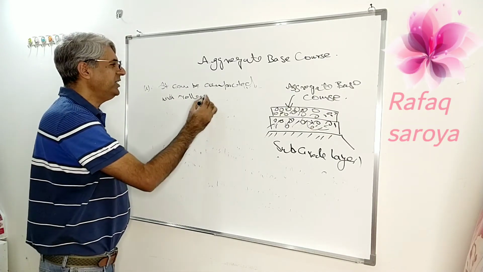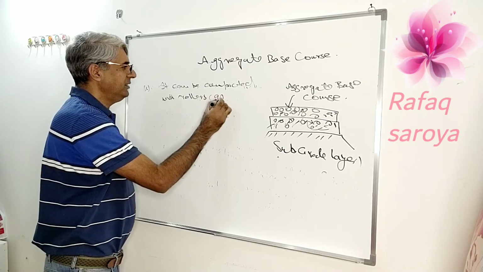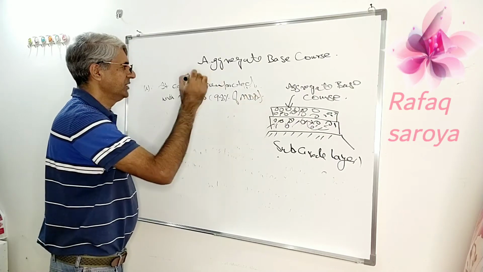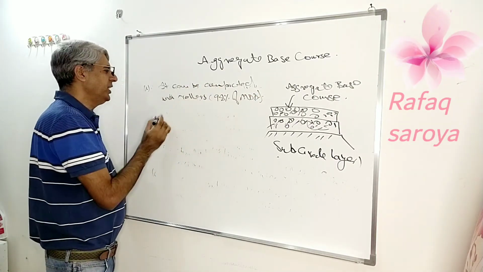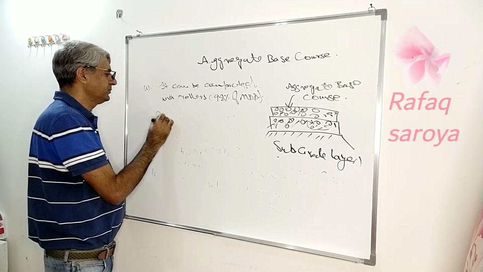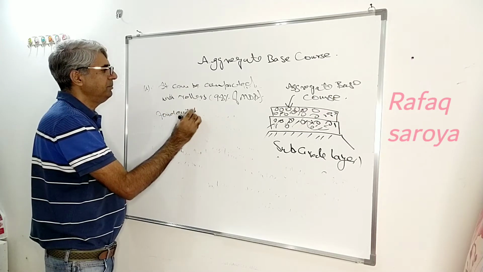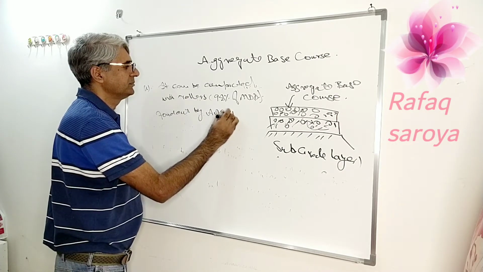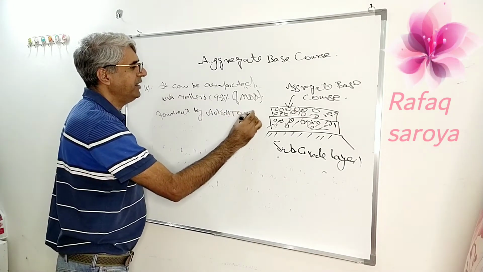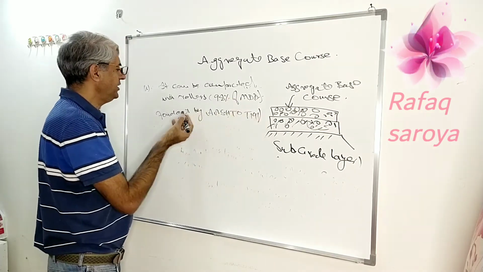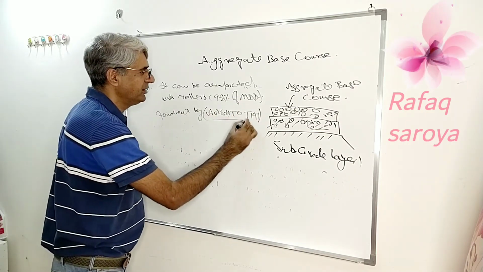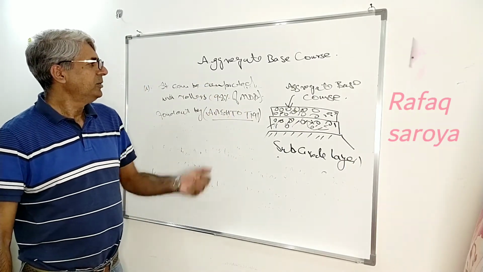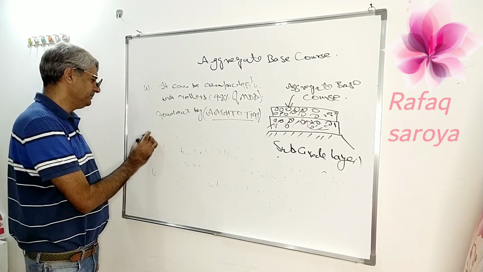And how much should be the degree of compaction? 98% of maximum dry density. This compaction which I have written over here is found out by the AASHTO T191 method. So this is the standard used for the determination of the compaction.